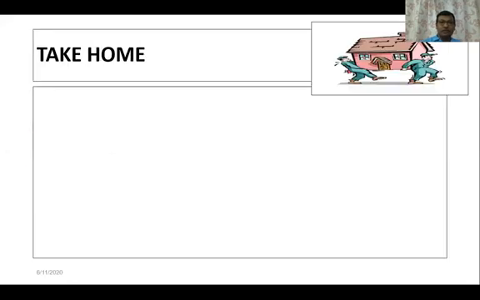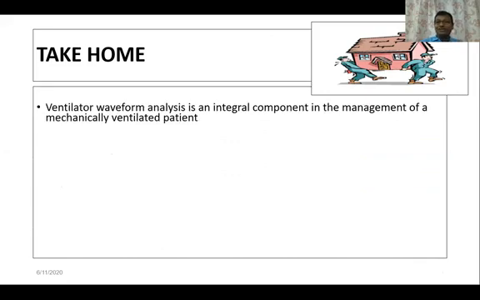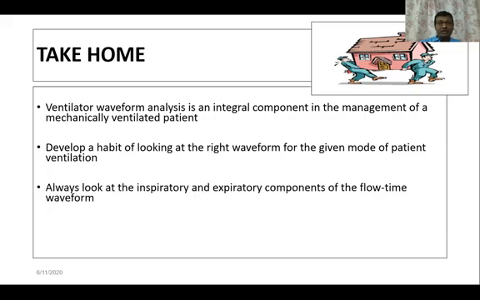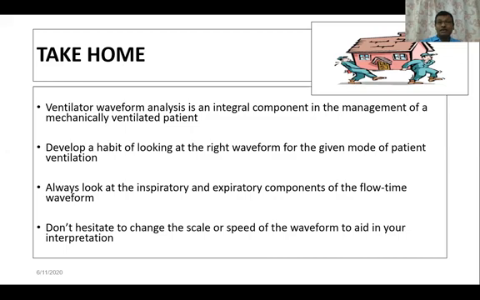So my take homes will be: ventilatory waveform analysis is an integral component in the management of any ventilated patient. You should develop a habit of looking at the right waveform for the given mode of patient ventilation. Always, this is very important, always look at the inspiratory and expiratory components of the flow time waveform, and don't hesitate to change the scale or spread of the waveform to aid in your interpretation.